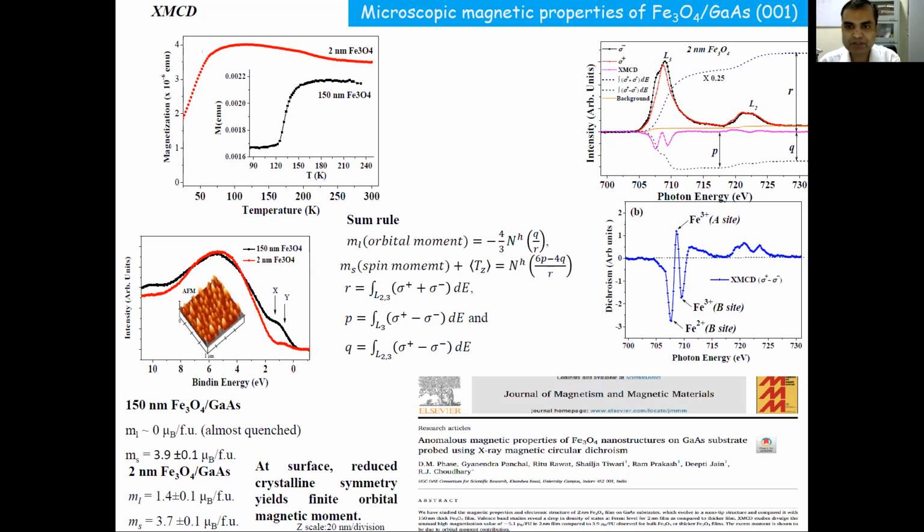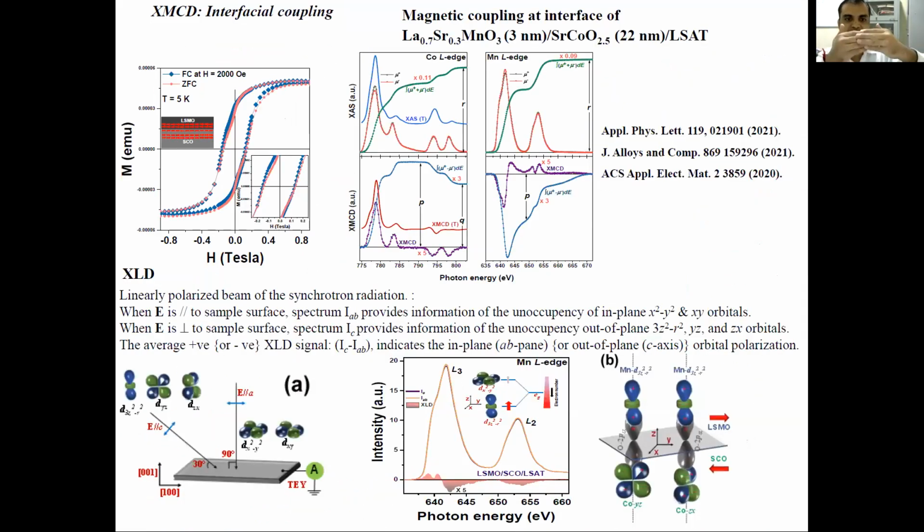Okay. Now that was about one particular system. Suppose you are making a heterostructure, and the two materials happen to be of different types; then at the interface they can align or interact in a different fashion. That information one can also get. This is one such example, where one material is LSMO and another is SRCO 2.5. Both are ferromagnetic, but when they are integrated by preparing thin films in the heterostructure, at the interface they interact antiferromagnetically. And how did we confirm this?